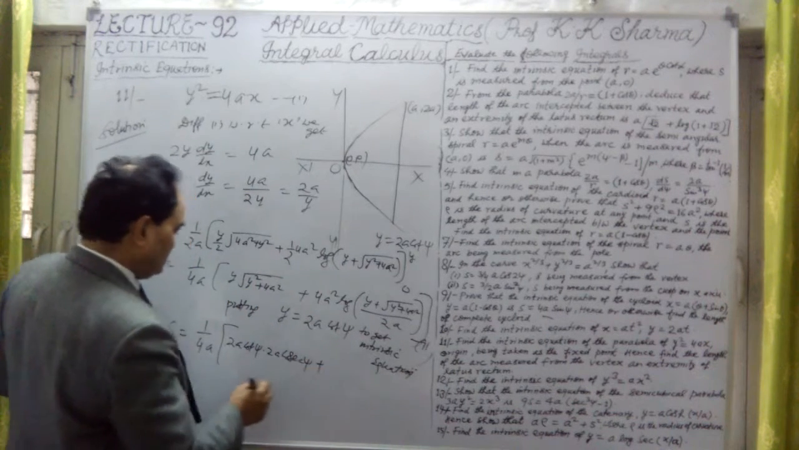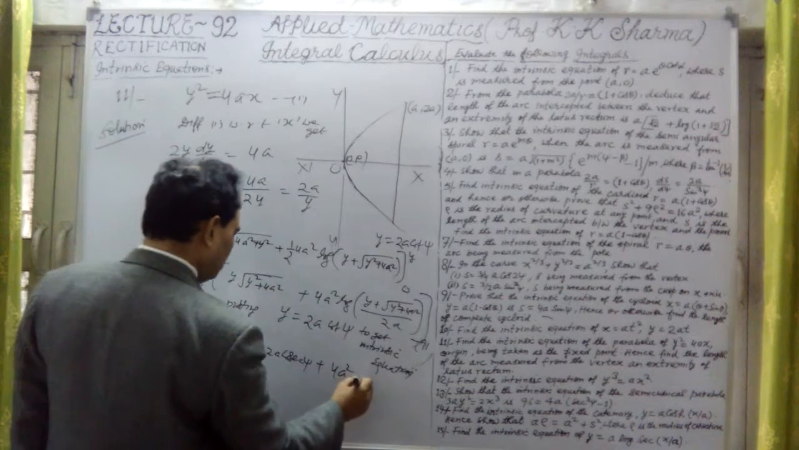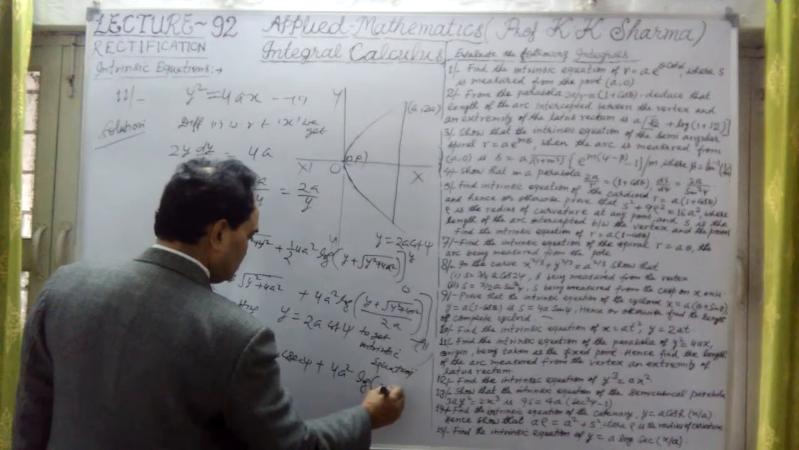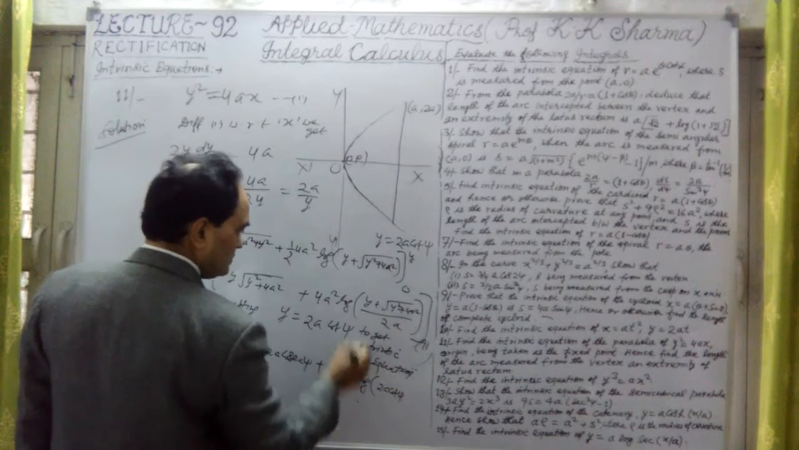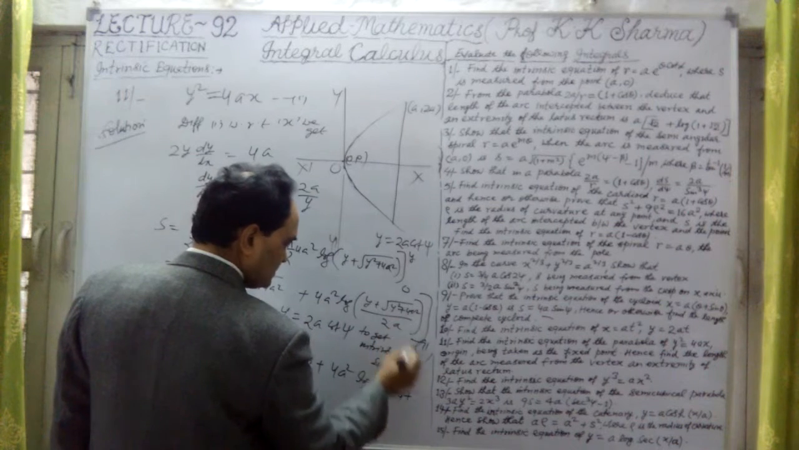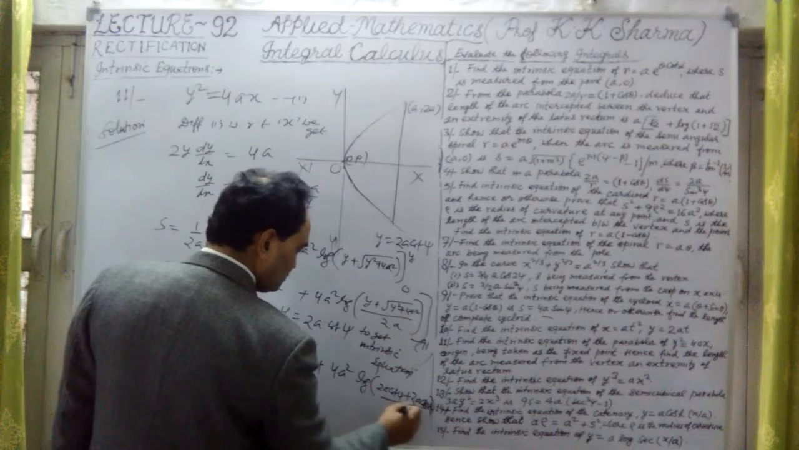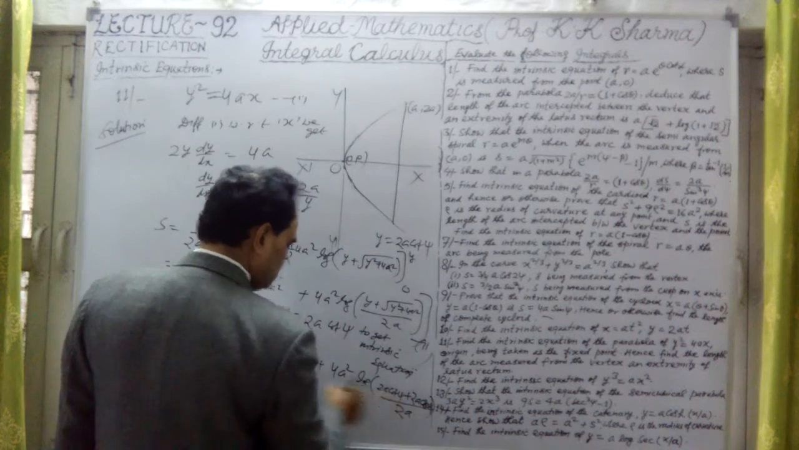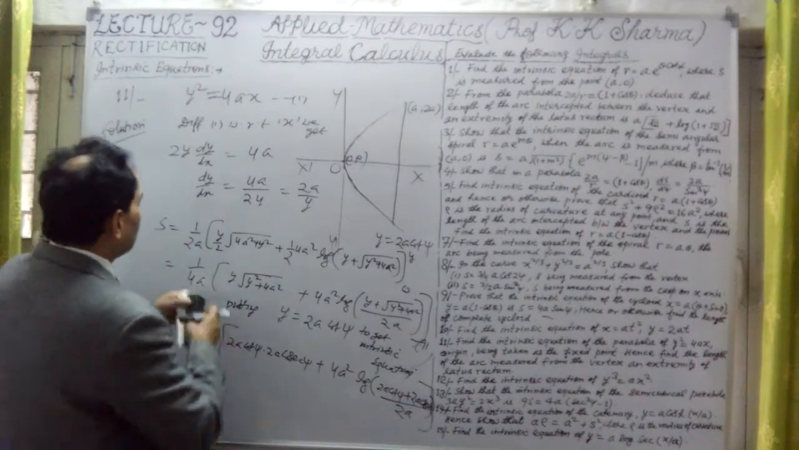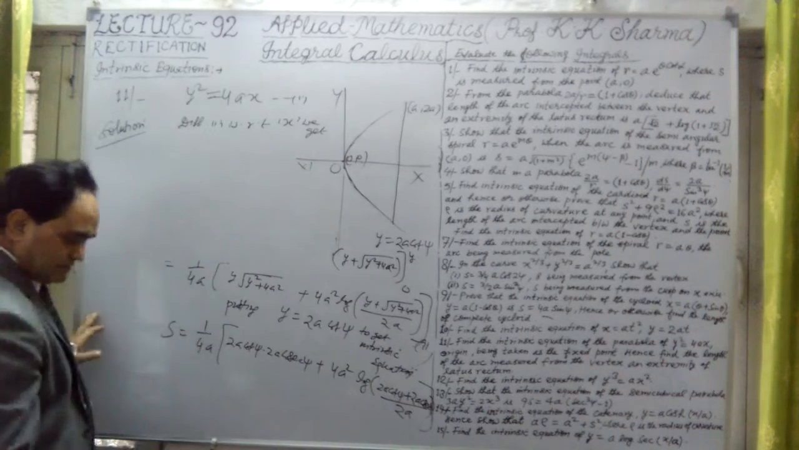Try to understand. Plus 4a square here also into log of y, which is again twice a cot psi, plus from this will come out twice a cosec psi, divided by twice a. This twice a cancels out. Okay, so only the final value will be there. Very good question. Okay, so this is s equal to, let me write here.